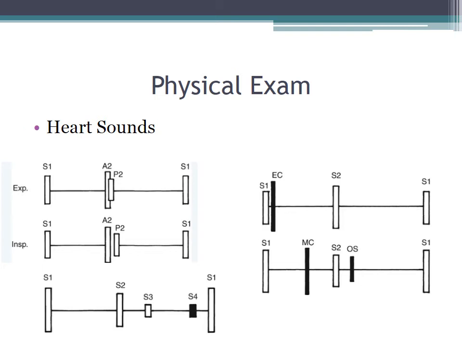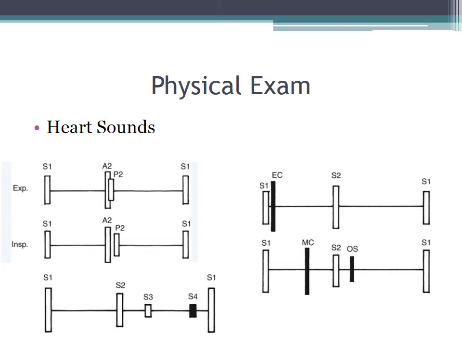The S2 must be evaluated in terms of the degree of splitting and the intensity of the pulmonary closure component of the second heart sound, P2, in relation to the intensity of the aortic closure component of the second heart sound, A2. Although best heard with the diaphragm of a stethoscope, both components are readily audible with the bell. Abnormalities of splitting of the S2 and the intensity of the P2 are summarized in the next slide.